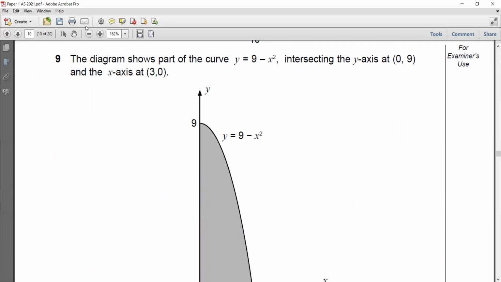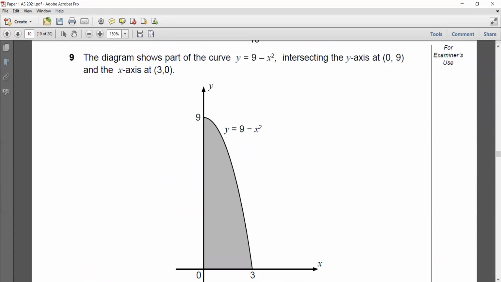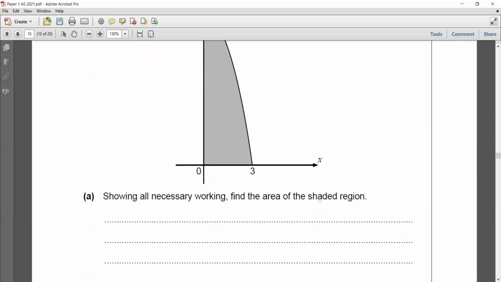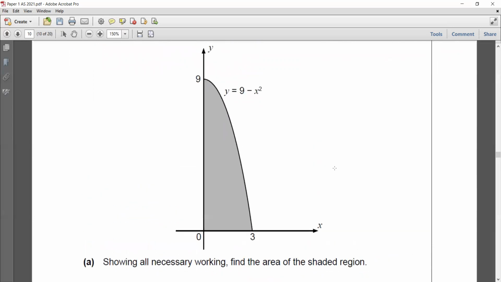Right, number 9, just make this smaller. Number 9, the diagram shows part of the curve y is equal to 9 minus x squared intersecting the y-axis at 0, 9, so that's here. This is where it's intersecting, and the x-axis at 3, 0, so that point over there. Now, showing all the necessary working, find the area of the shaded region.